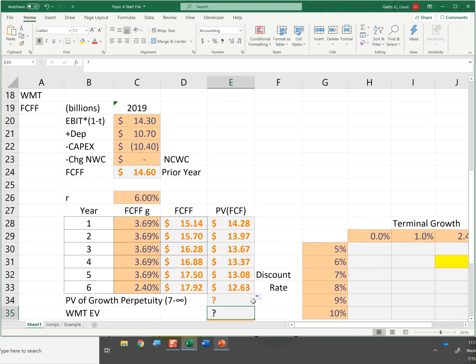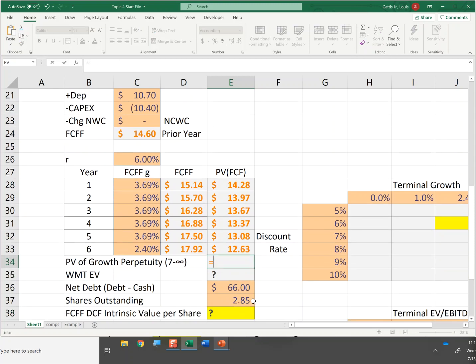Now I need to handle year 7 through infinity. So I'm going to take the year 6 free cash flow, multiply times 1 plus that perpetual growth rate. I didn't need to anchor that, but it didn't hurt. That'll give me the free cash flow in year 7. I'll then take R divided by R minus G, the perpetual growth rate. That's the value of the free cash flow from year 7 to infinity, stated in year 6. So I'll discount that back for 6 years.